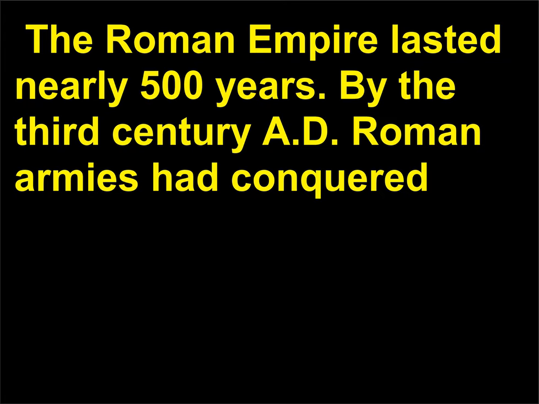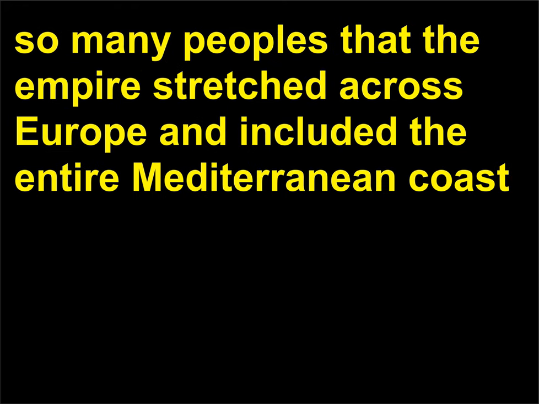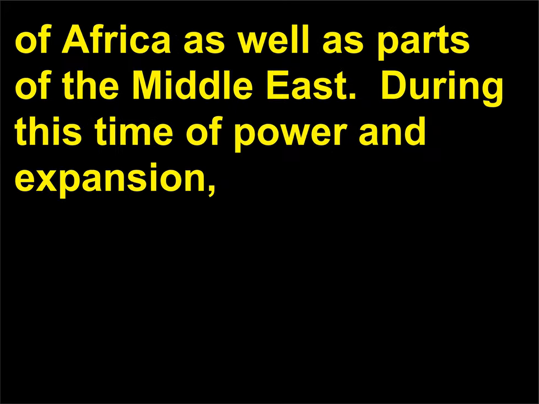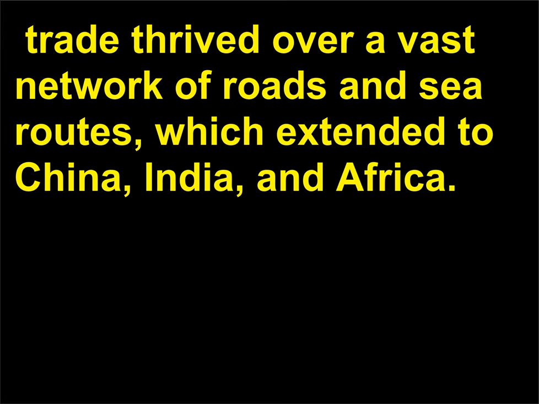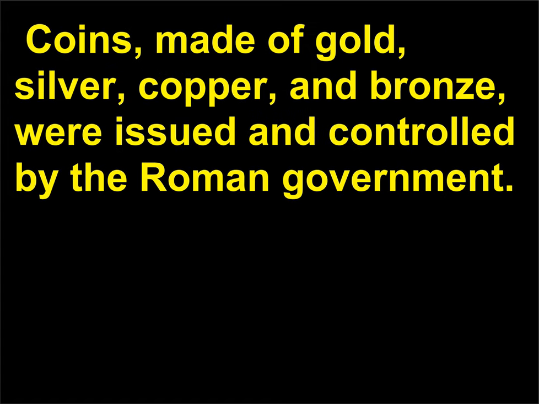By the 3rd century AD, Roman armies had conquered so many peoples that the empire stretched across Europe and included the entire Mediterranean coast of Africa as well as parts of the Middle East. During this time of power and expansion, trade thrived over a vast network of roads and sea routes, which extended to China, India, and Africa. Coins, made of gold, silver, copper, and bronze, were issued and controlled by the Roman government.